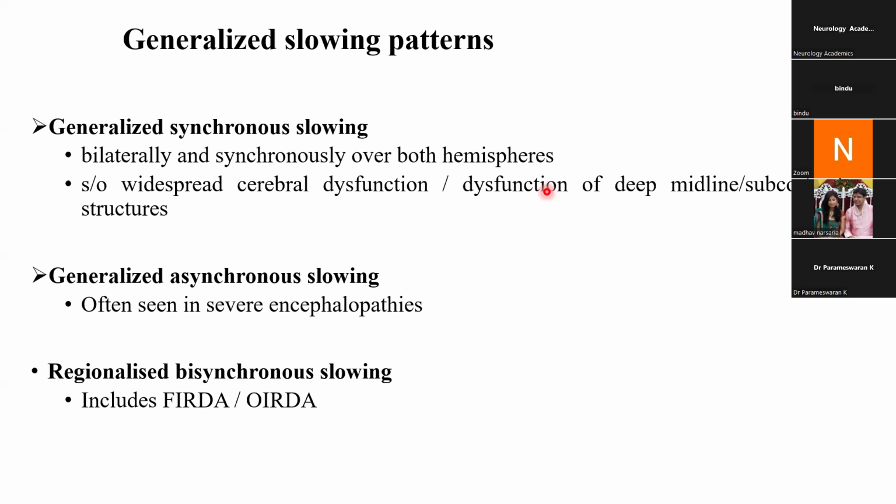In the generalized slowing pattern, it can be either generalized synchronous slowing, that is bilaterally and synchronously seen over both the hemispheres, which suggests a widespread cerebral dysfunction, or a generalized asynchronous slowing, which is often seen in severe encephalopathies, and a region-wise bisynchronous slowing, which can be either in the frontal lobe, that is frontal intermittent rhythmic delta activity, or in the occipital lobe, occipital intermittent rhythmic delta activity.